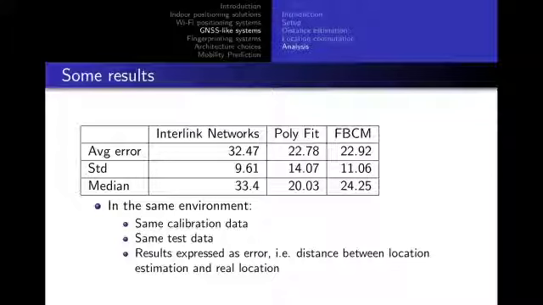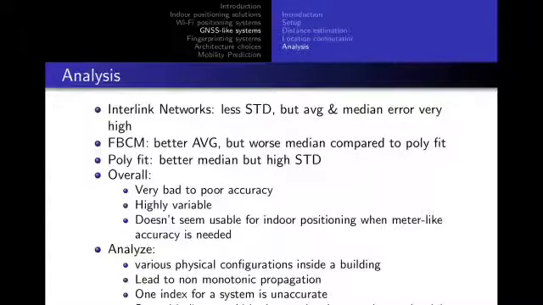We see that they all perform quite badly, so 32 meters average, or 22 for polynomial fitting and FBCM. It's very bad inside the building: 22 meters is 3 or 4 rooms in the building. The standard deviation also is quite high, from 10 to 14 meters, and the median error is also close to 20 to 30 meters. So this is a problem. That's why we won't use the GNSS-like system a lot.